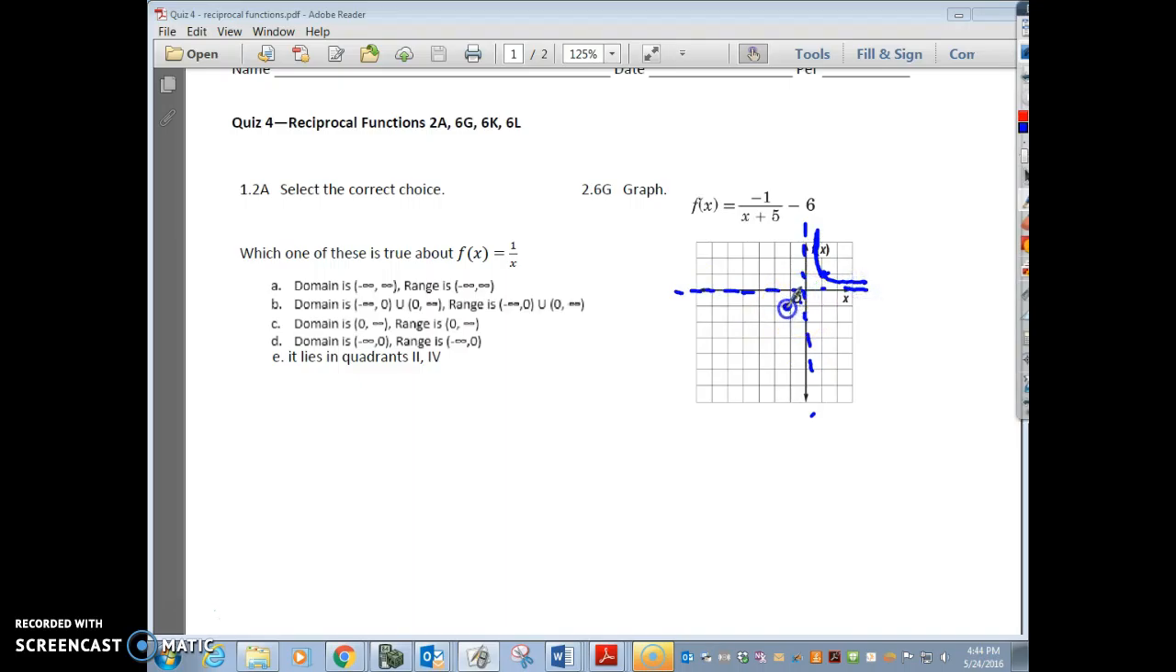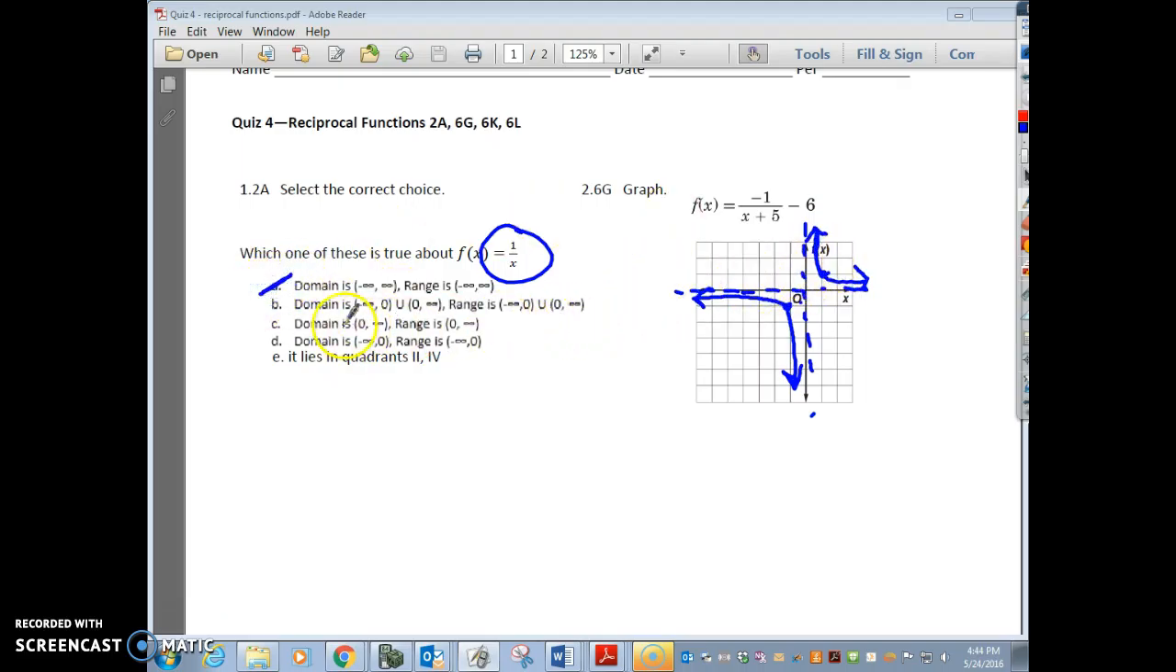So that is it. Okay, this is the parent function. This is what we're looking at. Let's see which ones are true. The domain is from -infinity to +infinity. What does that mean? It's all reals, all the numbers. Range is from -infinity to +infinity. So does it include everything? No, there's an asymptote. So this is not true.